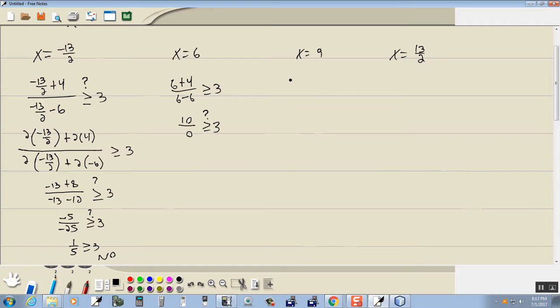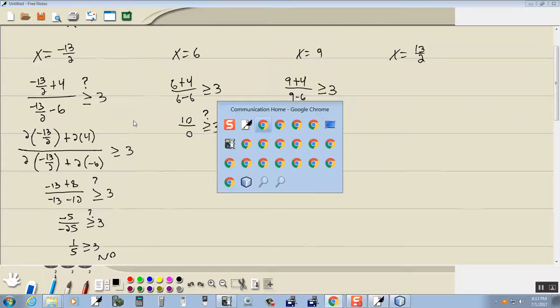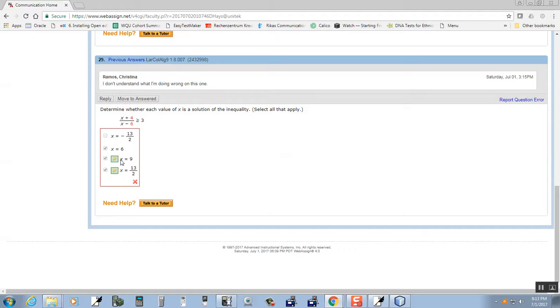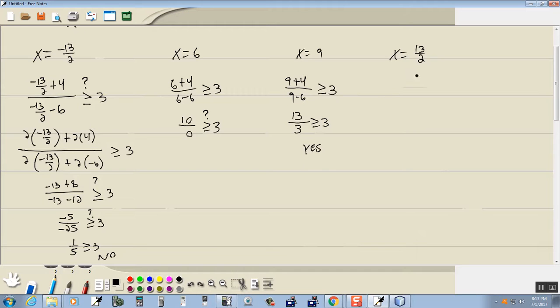Now 9. Put 9 in for the x. So I got 9 plus 4 over 9 minus 6. We're wondering if that's greater than or equal to 3. That gives us 13 over 3, and 13 over 3 is greater than 3. So this is one of our solutions. So that's why we check that.